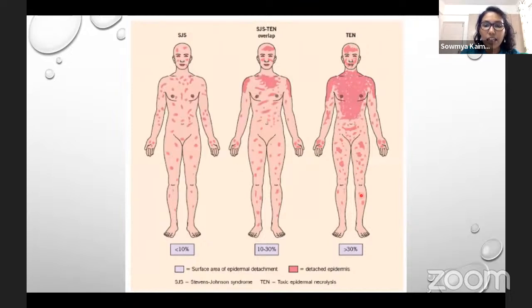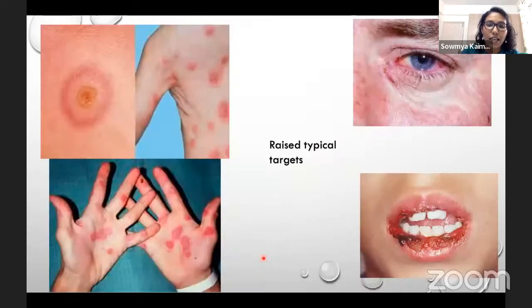So these are virtually the same disease, the only difference being the extent of epidermal detachment. When you have less than 10% of the body surface area involved, you call it SJS. When it crosses 30%, you call it TEN. So it's just a matter of semantics. When it's somewhere in between, say a patient has 20 or 15% involvement, it is called SJS-TEN overlap. Otherwise, broadly, there's really no difference between SJS and TEN.